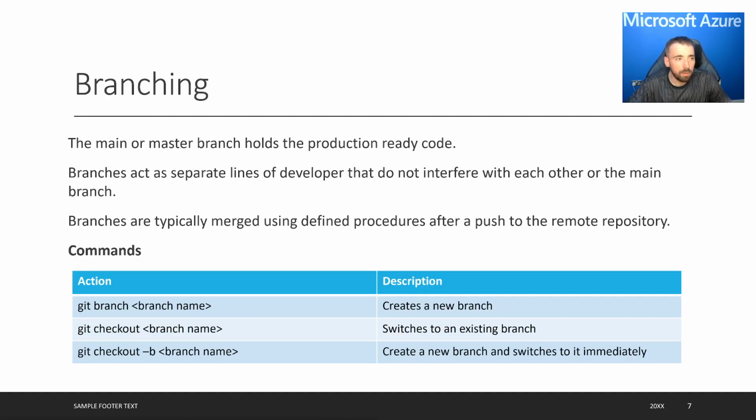So then we've got branching, and as I mentioned, the main or master branch typically holds the production ready code, and this is the code that's been through all of our CI/CD tooling. It's been tested, it's been approved by a senior developer, for example, and it's been allowed to be merged with the main branch. So branches act as separate lines of development that do not interfere with each other.